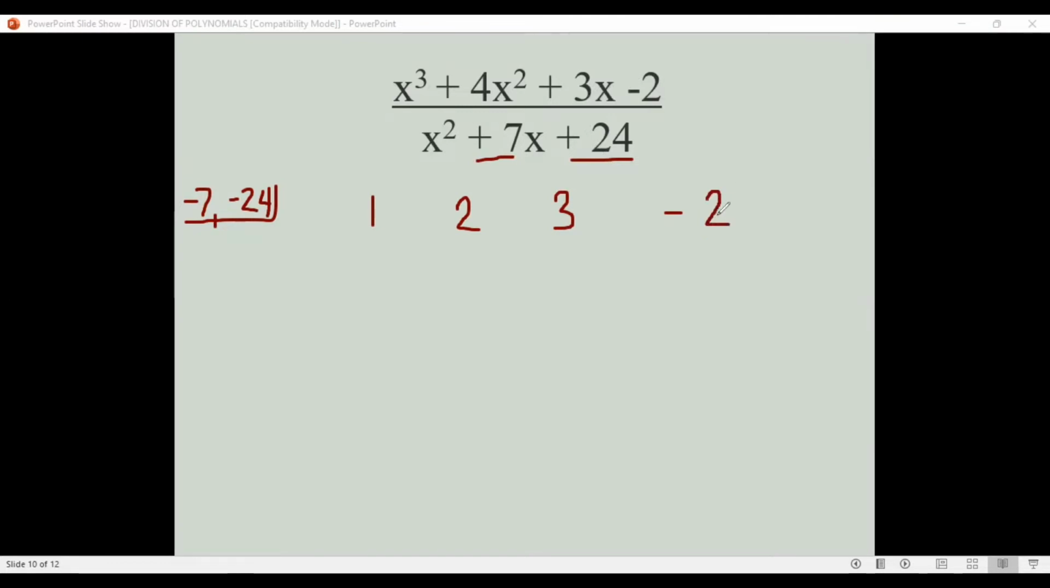So again, there is no problem because this is raised to 3, raised to 2, raised to 1, and then your constant. So 1, 2, 3, and then, no, this is supposed to be 4. I'm sorry for that. This is supposed to be 4, this one. 1, 4, 3, and then negative 2.